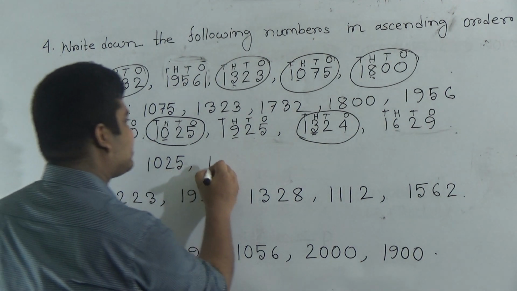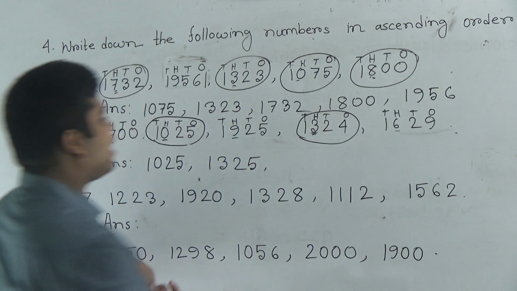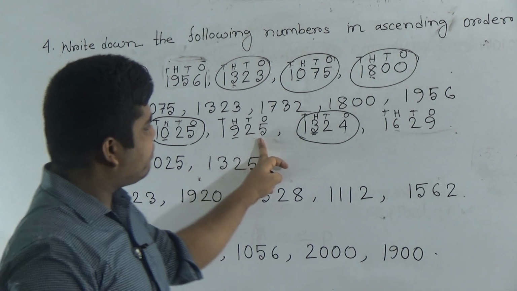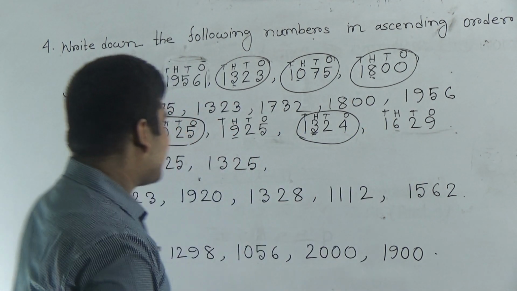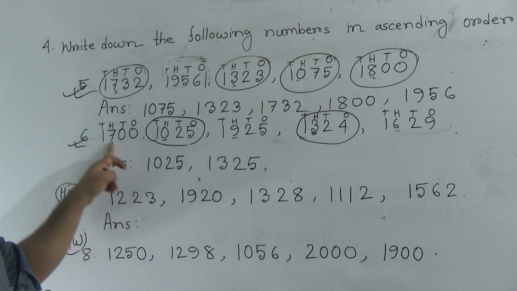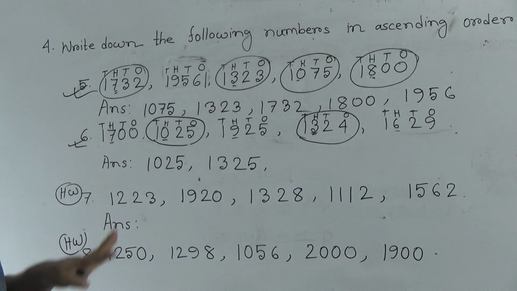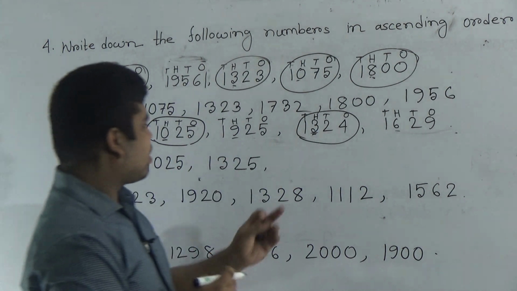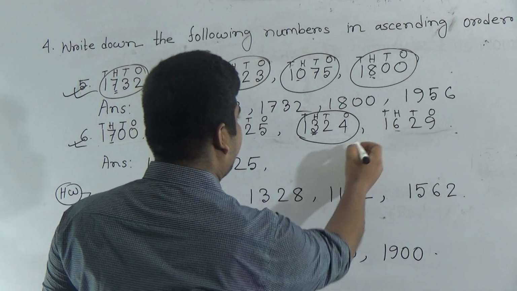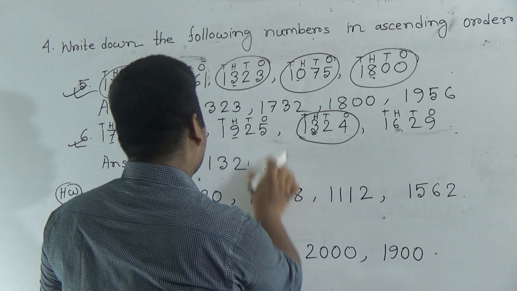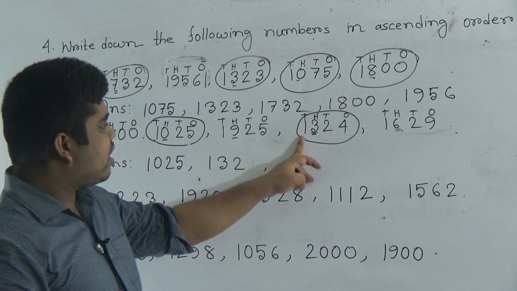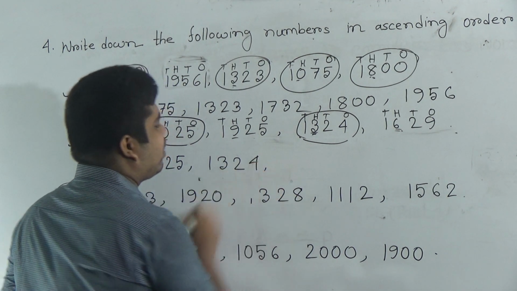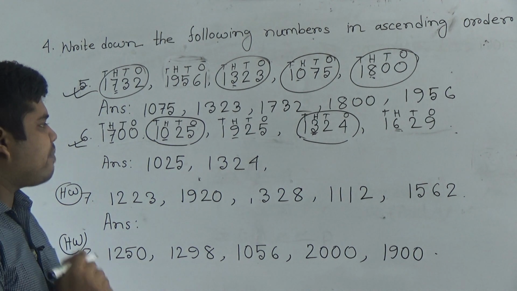Now we write 1324 and it is done. And left 3 numbers: 1700, 1925, 1629. Again we notice the 100 places number, because 1000 places numbers are same: 7, 9, 6. Sorry my dear students, I wrote 1325 here. It will be 1324. I hope you have understood.